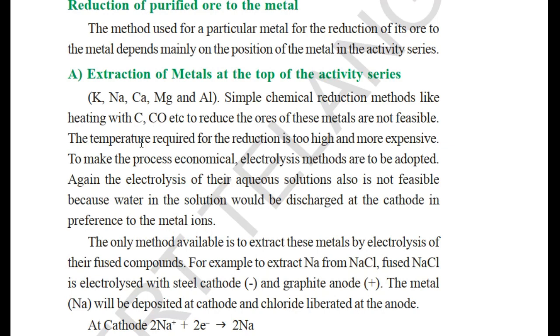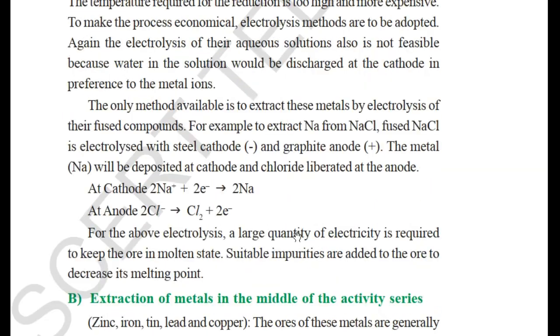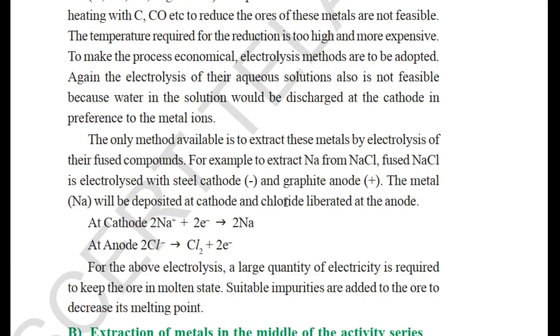Here, the temperature required for reduction is too high and more expensive, so to make the process economical, that is, to avoid spending too much money, electrolysis methods have to be adopted for these highly reactive metals. For highly reactive metals we would need a very high temperature, so they use the electrolysis method. Here they will be using a solution. This electrolysis method you may have learned in your 8th class. You have a beaker which contains two types of rods, cathode and anode. So we'll be learning this.